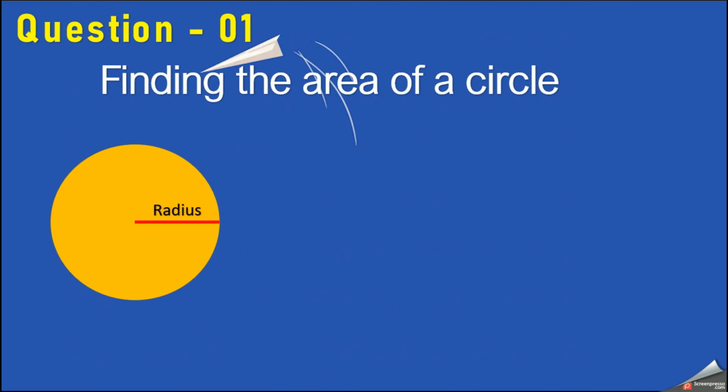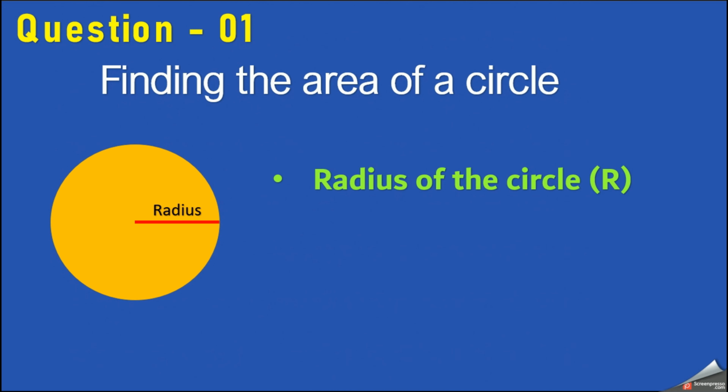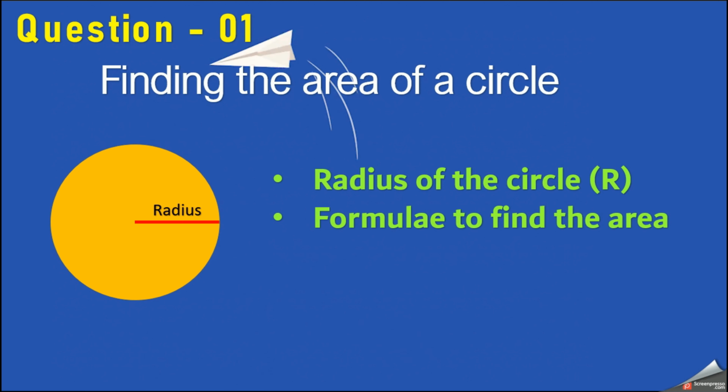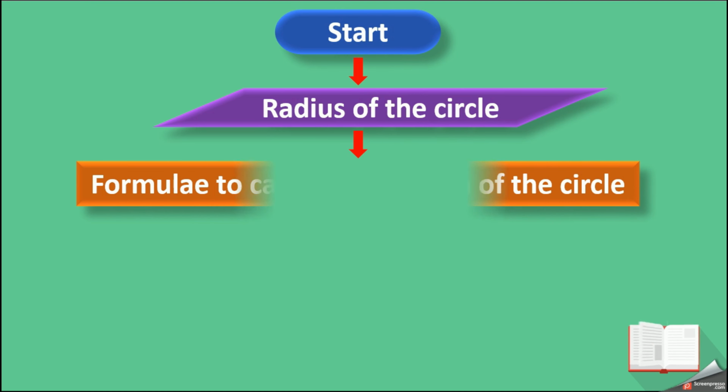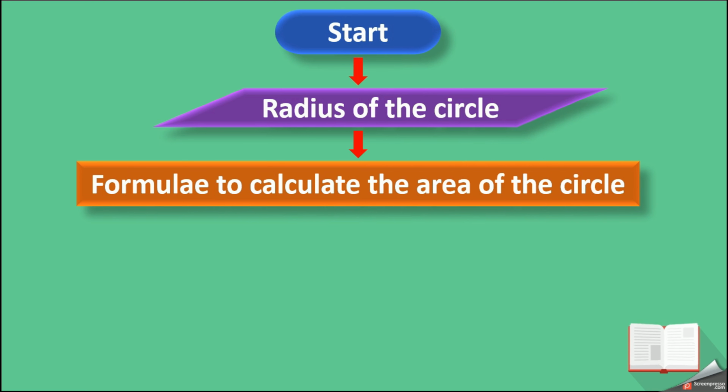First, the radius of the circle. Second, the formula that you need to use when calculating the area of our circle. Now let's start the flowchart with the oval symbol. Next, you should input the radius of your circle. So I'm going to use an input box for this. Now you need to give the process. That means the formula you need to follow when finding the area.